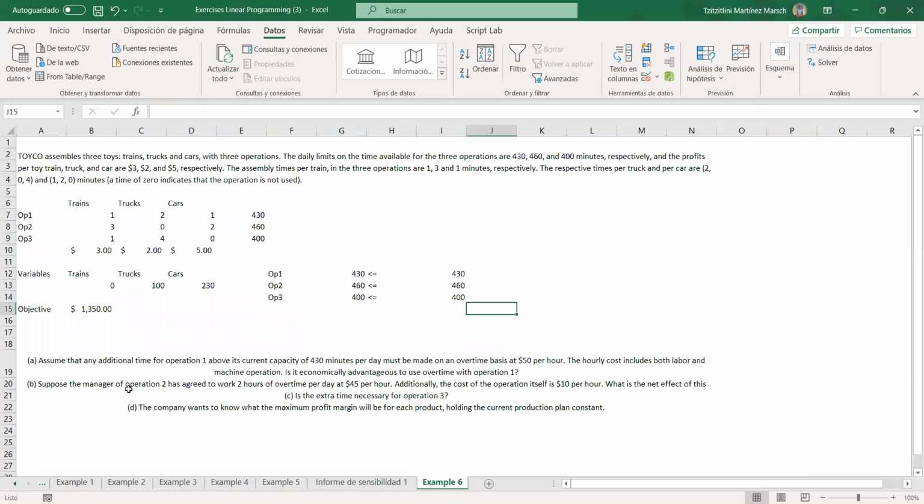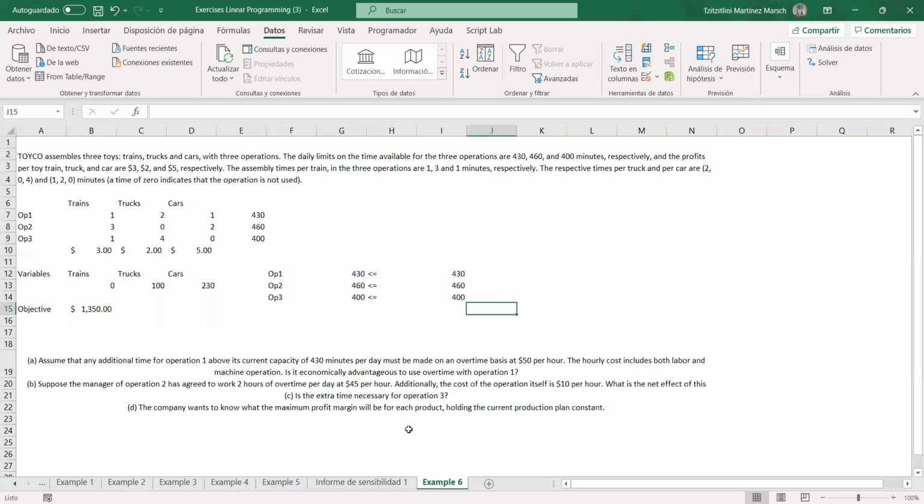The next question says, suppose that the manager of operation 2 has agreed to work 2 hours of overtime per day at $45 per hour. Additionally, the cost of operation itself is $10 per hour. What is the net effect of this? Okay, so we have $45 per hour plus $10 per hour. That's what it's costing me, $55 per hour.